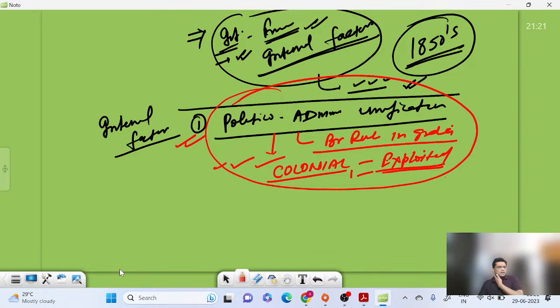Remember one thing: before the 1850s, common Indians were more comfortable identifying themselves as Gujarati, Marathi, Telugu, Tamil rather than calling themselves Indian. But after the 1850s, nationalist consciousness overshadowed regional consciousness.